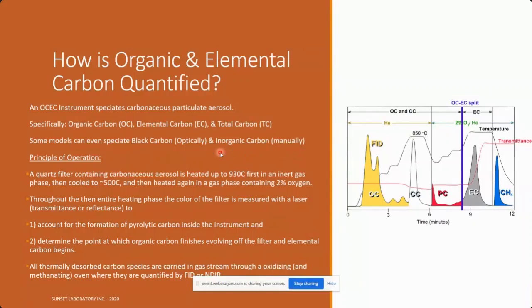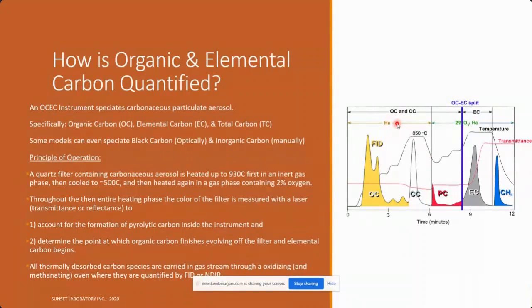The principle of the operation is that your sample is collected onto a quartz filter. It is first heated up to 930 degrees Celsius in an inert phase. This is the initial part of the analysis. This is what you might see over here, where the OC is evolving off. So I've identified this through the yellow phase.